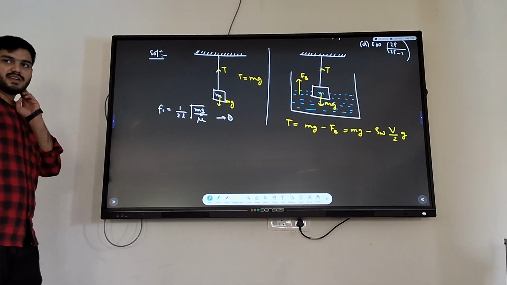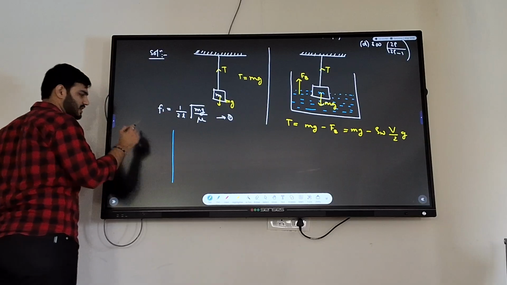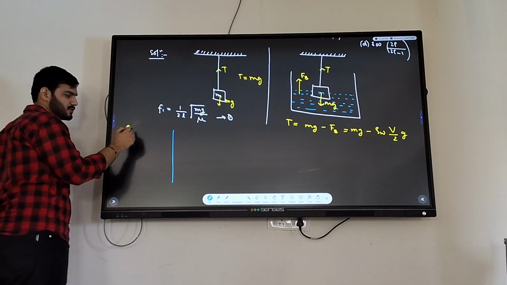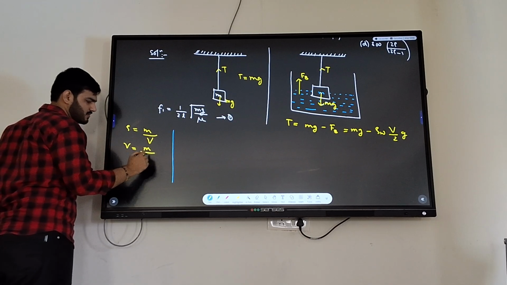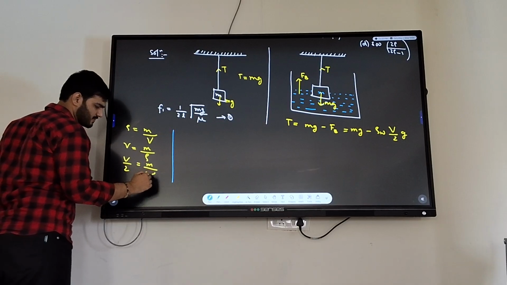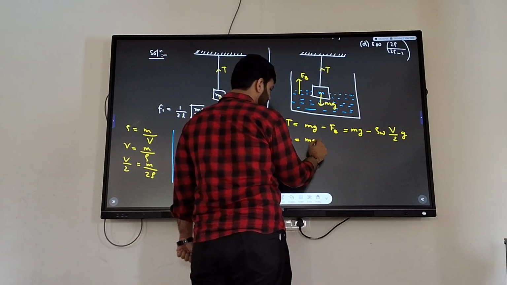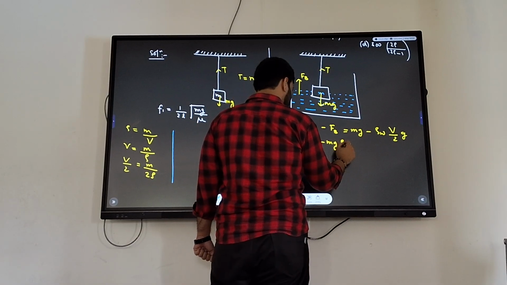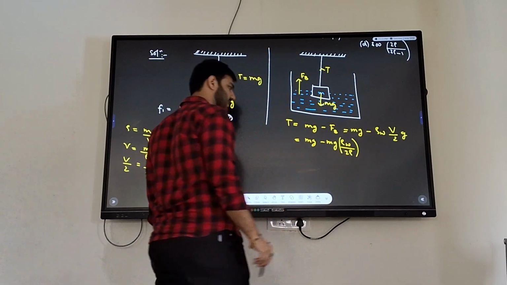But then I can relate that volume to something else. Now look at this. For the body, the density is given to be rho. That's mass upon volume, and volume equals mass upon rho. Then volume by 2 is equal to mass upon 2 rho. And then what do I get? I will get something like mg minus mg rho w by 2 rho. Is it correct?